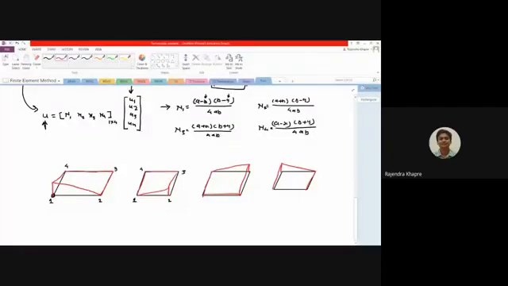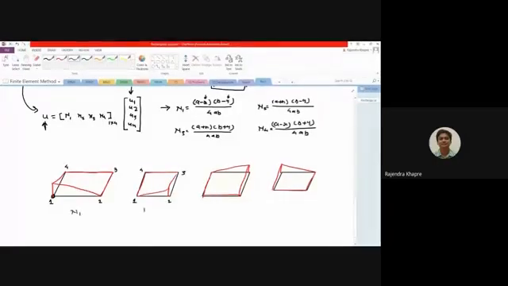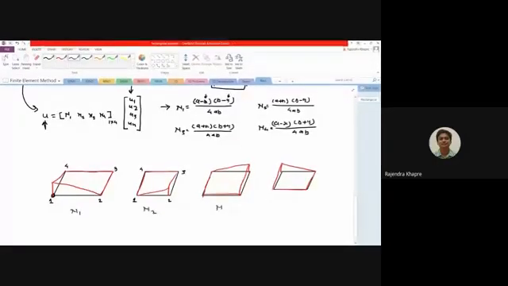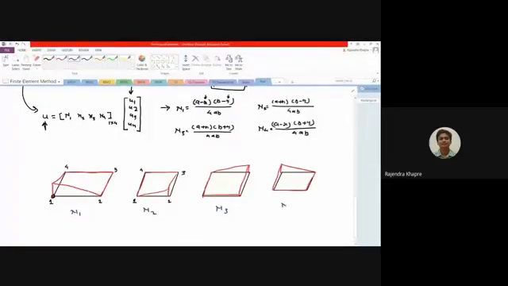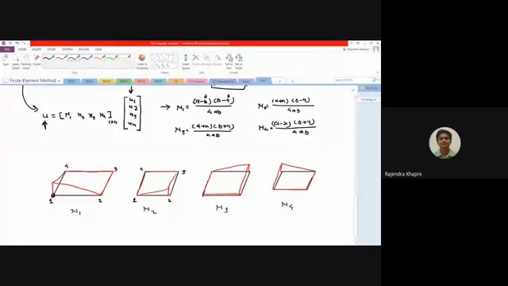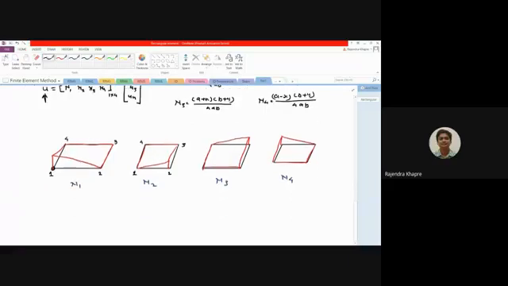Okay, so these four figures show the variation of N1, N2, N3, and N4. This is how the shape functions are going to vary. Now coming to the most important part, that is the B matrix, the strain displacement matrix.